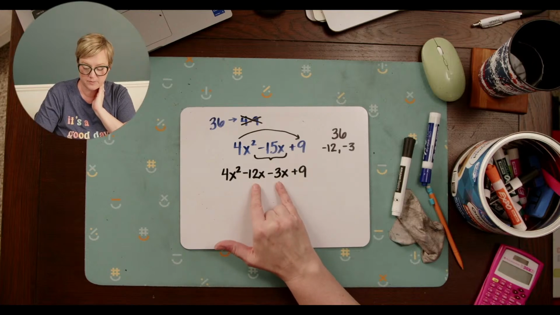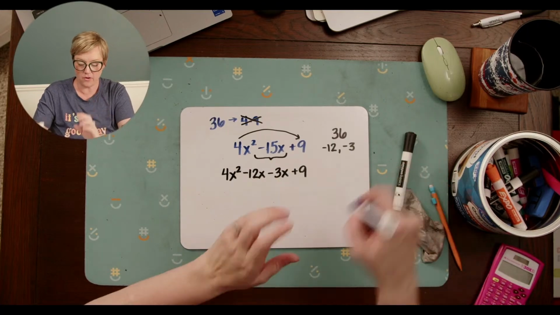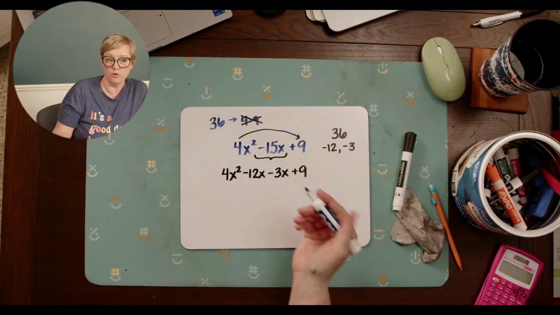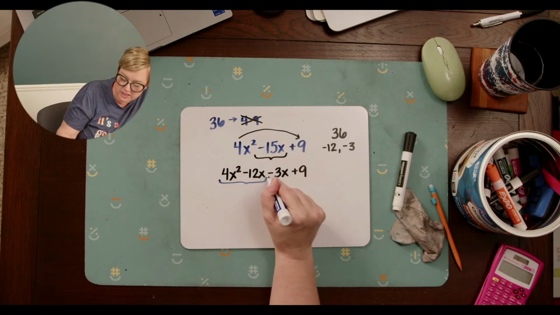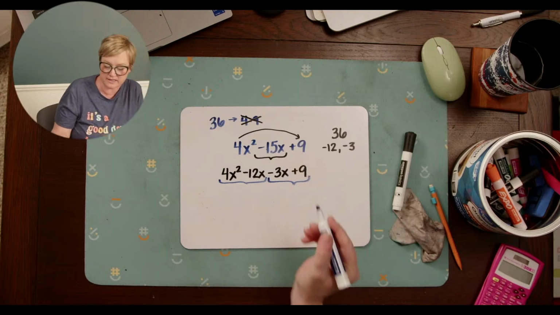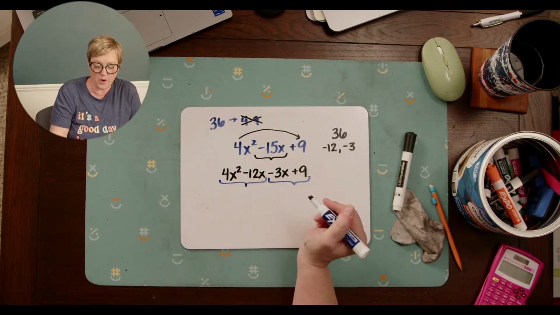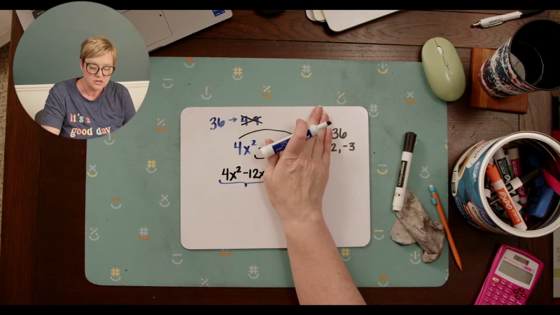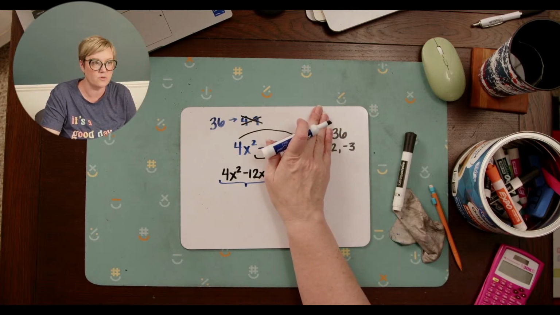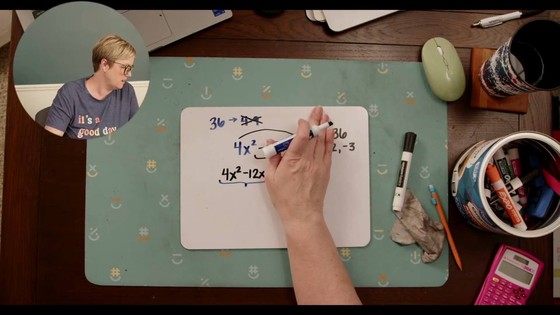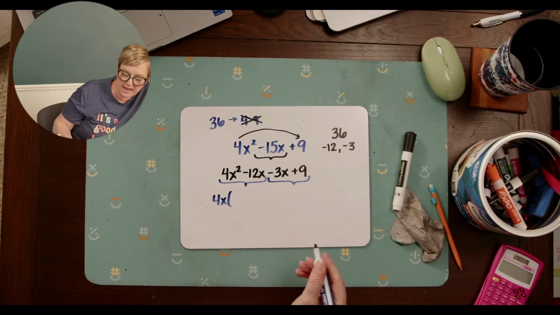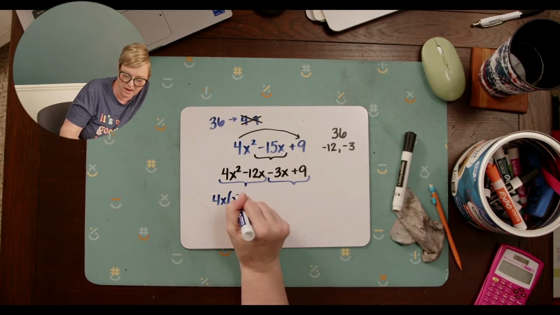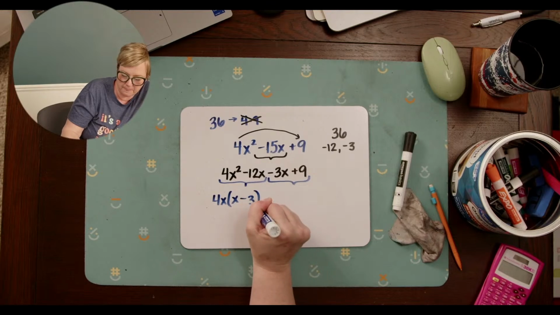Now this is factoring by grouping, where I'm going to find the GCF in each of these. The GCF is the greatest common factor. So what's something that both of these terms are divisible by? I'm looking just at this first half, 4x squared minus 12x. The GCF for that is 4x. If we take that out, what's left over? x minus 3.